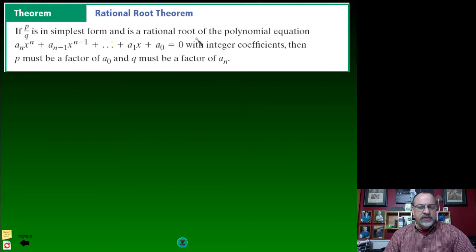So if there is a rational root, now the thing to understand about this is just because we're going to be making a list of rational roots doesn't mean that these are roots. It just means that if there is a root that is a rational number, it must come from the list that we're going to make. And this list we can make by using the rational root theorem.